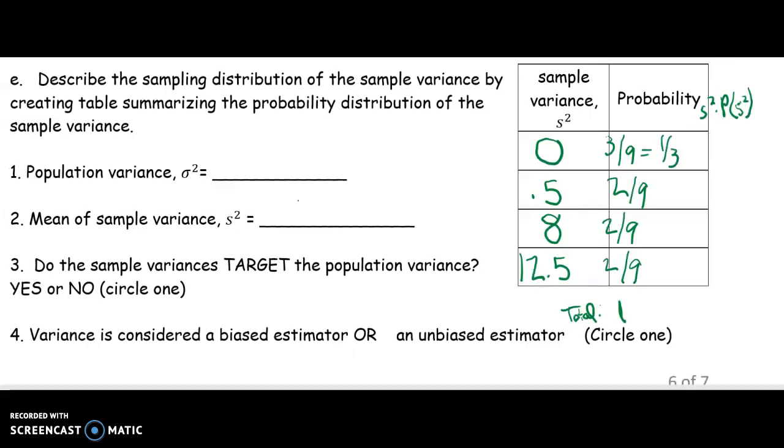You can see the sample variance of 0 has a probability of 1/3. The sample variance of 0.5 has a probability of 2/9. Sample variance of 8 has a probability of 2/9. Sample variance of 12.5 has a probability of 2/9. And the total is 1.